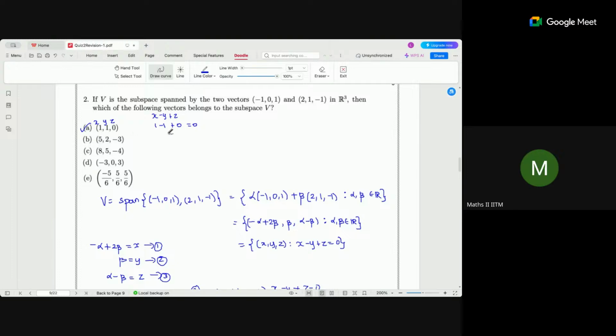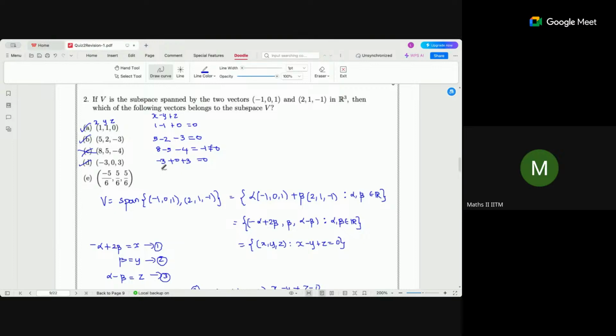What about 5 2 minus 3? 5 minus 2 minus 3. Is it 0? Yes. What about the third one? 8 minus 5 minus 4 is minus 1. So now this does not belong to the space. What about minus 3 0 3? Again minus 3 plus 0 plus 3. What is the answer? 0. So again this belongs to the space.